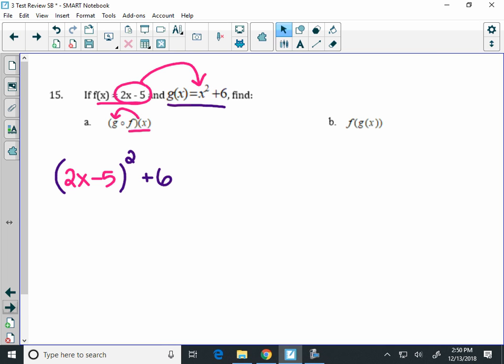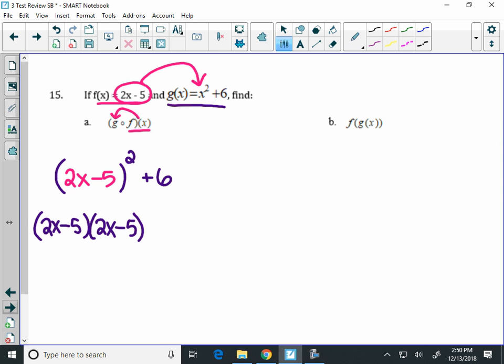When we have 2x minus 5, the quantity squared, you need to make sure that you rewrite this squared quantity as 2x minus 5 times 2x minus 5. When you square a quantity, like 3 squared, that's taking 3 times itself. So this quantity, 2x minus 5, needs to be multiplied by itself. You're going to distribute here.